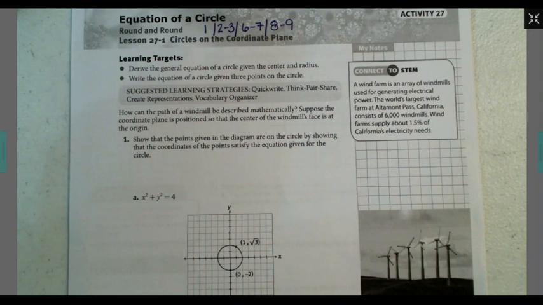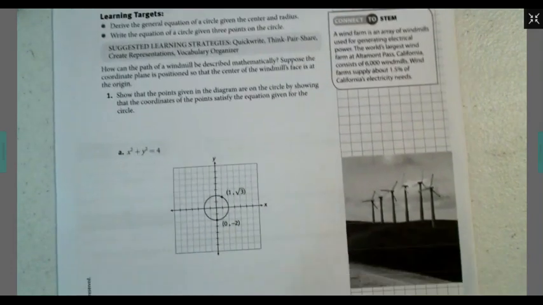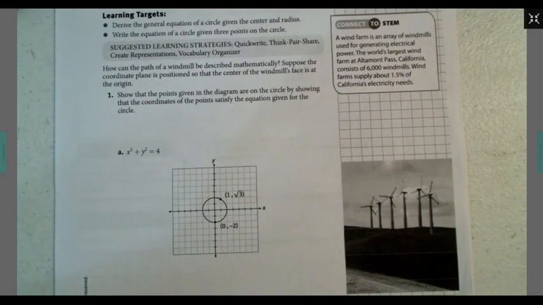The lesson covers equations of a circle. Circles on a coordinate plane. How can you find the path of a windmill? How can the path of a windmill be described mathematically? Suppose the coordinate plane is positioned so that the center of the windmill's face is at the origin. Show that the points given in the diagram are on the circle by showing that the coordinates of the points satisfy the equation given for the circle.